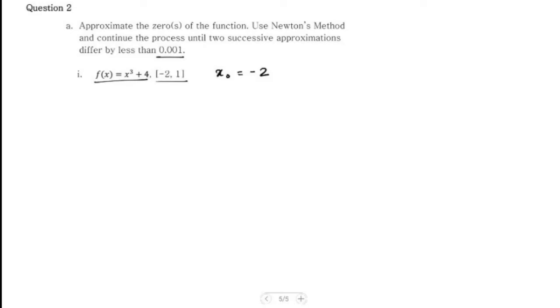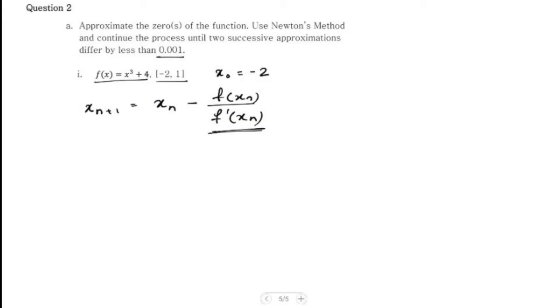And what's the formula for Newton's method? So Newton's method formula is x(n+1) is equal to xn minus f of xn divided by f dash xn. That's the formula for Newton's method. So here we see that we need to find the first derivative of the function.